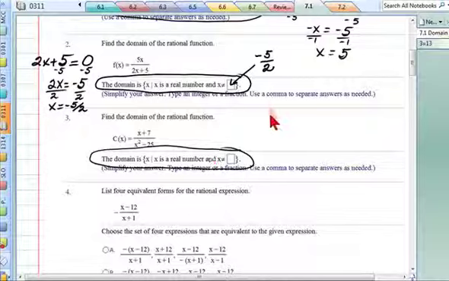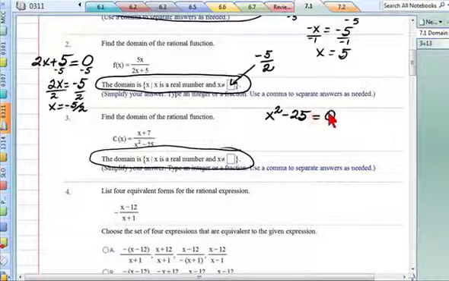X squared minus 25 equals 0. Exactly. I take the denominator. I set it equal to 0. This problem, number 3, is a quadratic equation. Do you know how to solve quadratic equations? Yes, they were numbers 16, 17, and 18 on your test that you had.